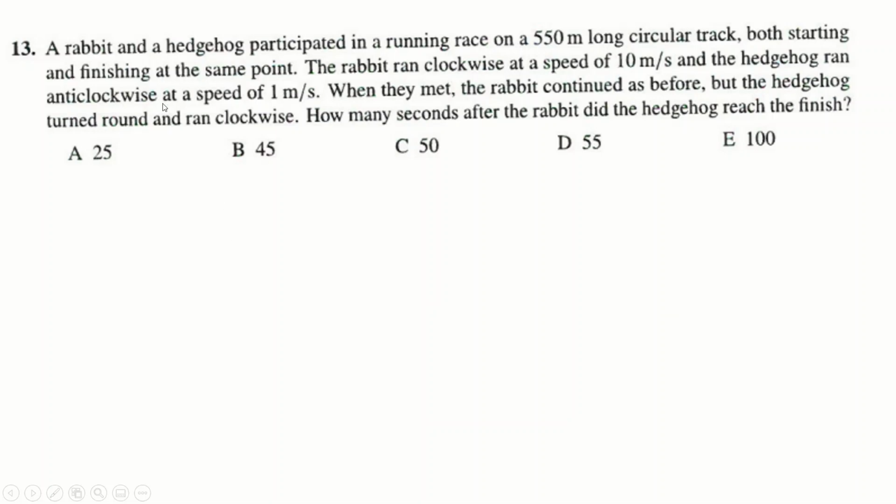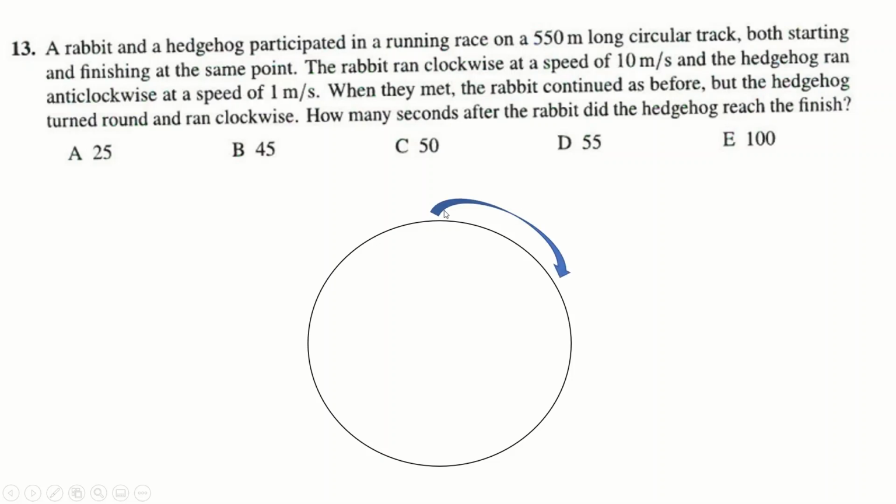Question number 13. So, circular running track. It's 550 meters long all the way around, circumference, whatever. Both starting and finishing at the same point. We'll say at the top here. Rabbit runs clockwise, speed of 10 meters per second. Hedgehog anti-clockwise, speed of 1. Now, what that means is, after such a time that the hedgehog goes x meters this way, the rabbit is going to have gone 10x meters the other way, because the rabbit is traveling 10 times as fast. So after 1 second, the rabbit goes 10 meters this way, and the hedgehog goes 1 this way. After 2 seconds, 20 and 2, 3 seconds, 30 and 3, and so on.